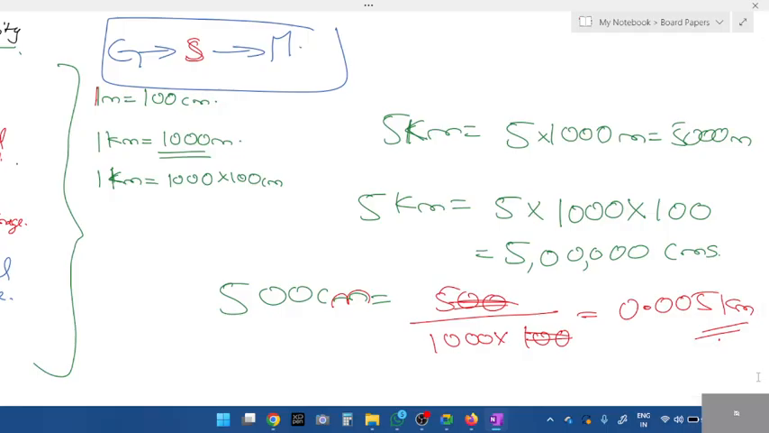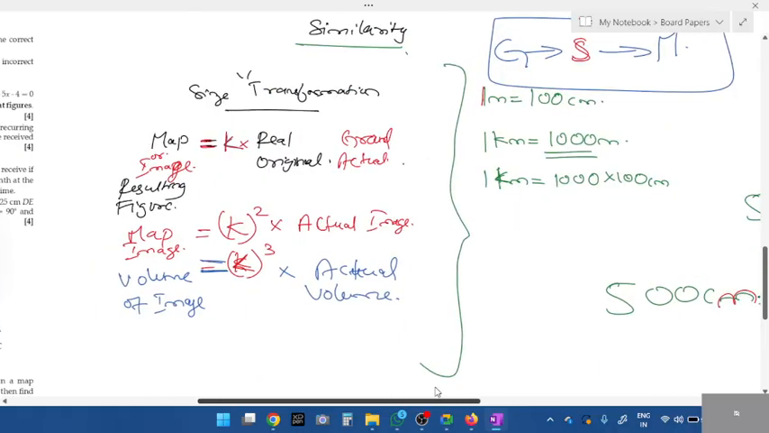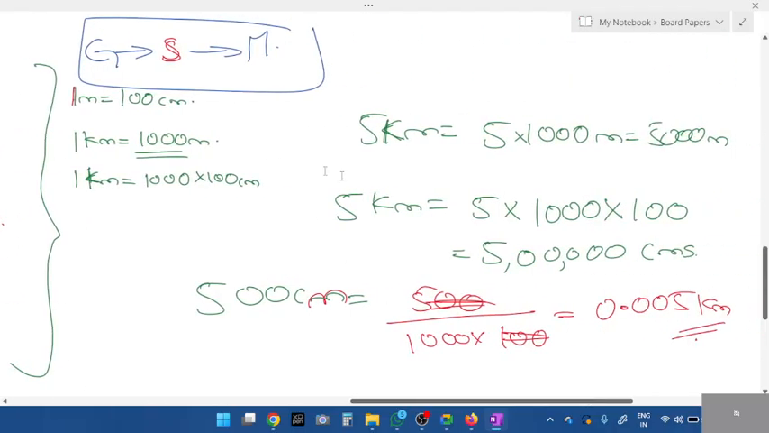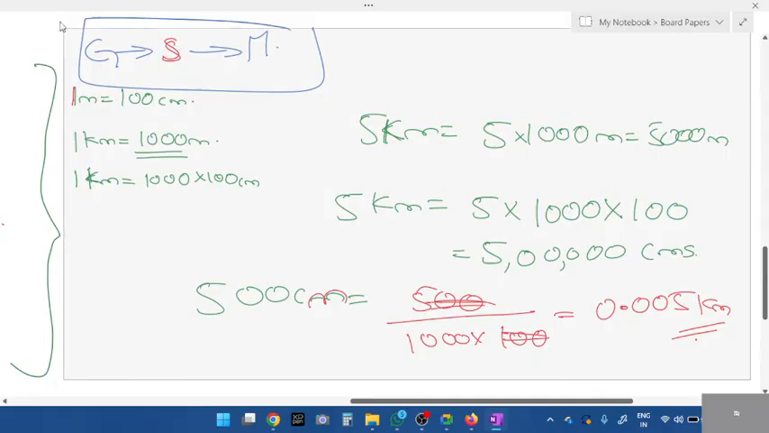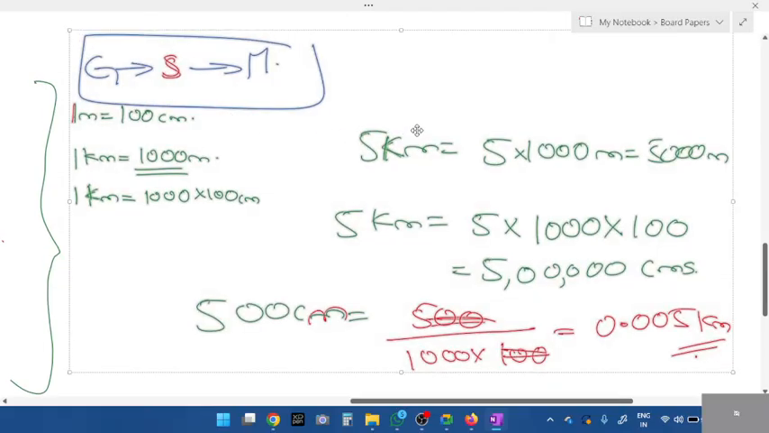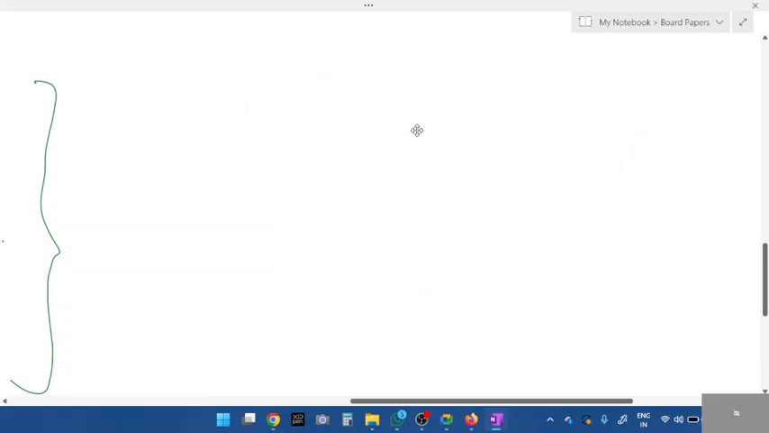Okay, when it comes to transformation, we have 3 formulas, along with these 3 conversions. Understood? All of you done? Now, the main topic, students: similarity. I'll quickly explain similarity.